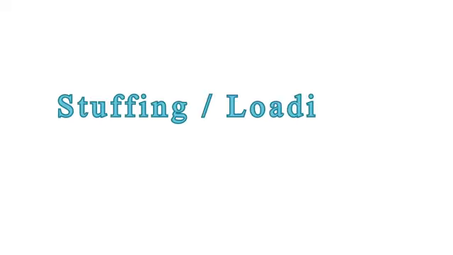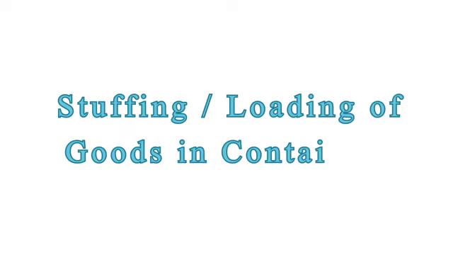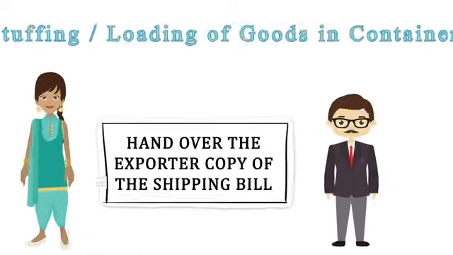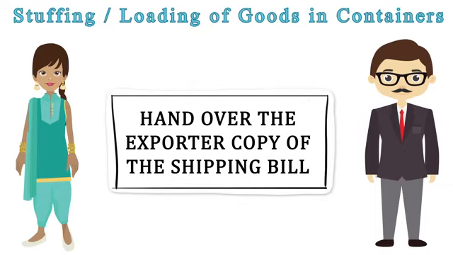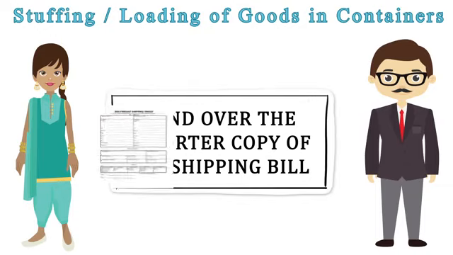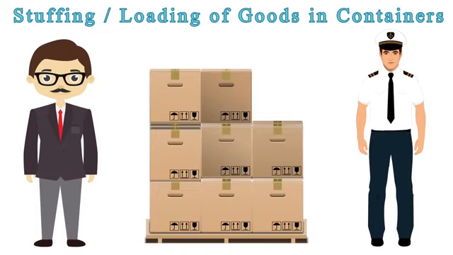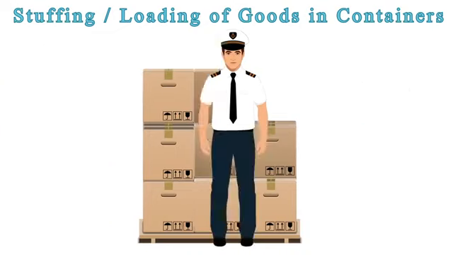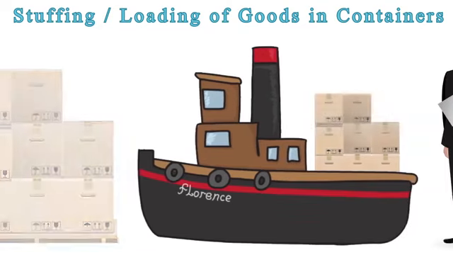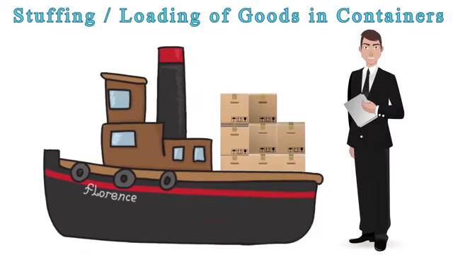Stuffing or loading of goods in containers. The exporter or his agent should hand over the exporter's copy of the shipping bill, duly permitting let export, to the steamer agent, who may then approach the proper officer, preventive officer, for allowing the shipment. The stuffing of the container at the dock is done under preventive supervision of the customs.